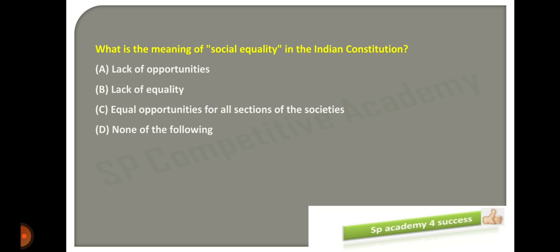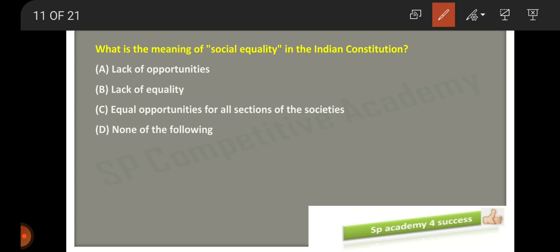What is the meaning of social equality in the Indian Constitution? Equality in the Indian Constitution means, okay, so see the options here. Lack of opportunities, no. Lack of equality, no. Equal opportunities for all sections of the society. So here, just move to the equality statement that is given in the preamble and you will understand what is equality over there. So here equality is the social equality they are asking. So it is not regarding the equality of opportunities. So the answer for this is D.